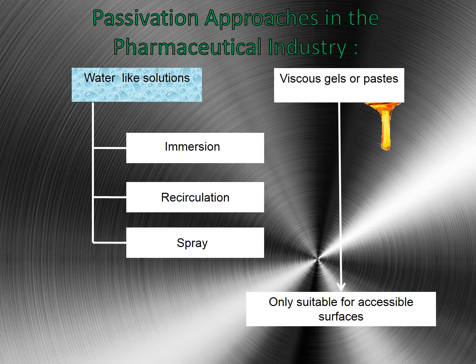Viscosity-wise, we have two options to passivate. The first one is non-viscous solutions that look like water, and gels and pastes, which are very viscous and sticky. Acid solutions can be sprayed onto the metal, can be recirculated inside the pipes and equipment, or items can be immersed in this acid solution. Gels and pastes have to be applied on the metal surface, and for this reason that surface must be accessible.